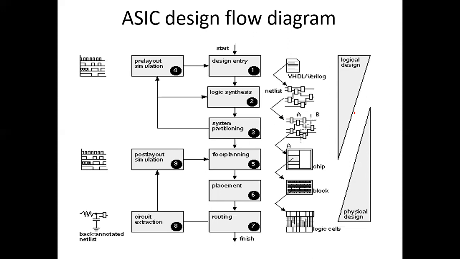The first step is the design entity, then we develop the logical synthesis, then the system partitioning. After the partitioning, we check the pre-layout simulation. After the pre-layout simulation, if everything is okay, we move to floor planning, placement, then routing, and after routing your design is actually complete.